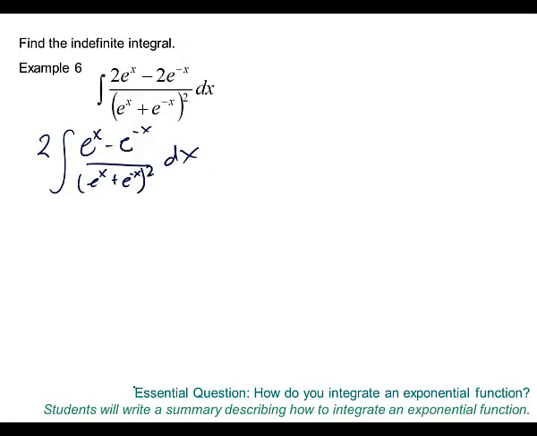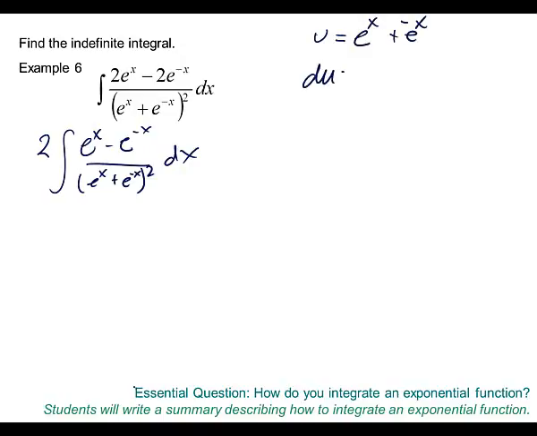Can we make that like a different thing and then... No, we're going to use a u. Okay? Just trust me. Okay? All right. So I've got a funky squared thing in the bottom. So which one of those do you think is the u going to be? The bottom one. So e to the x plus e to the negative x.